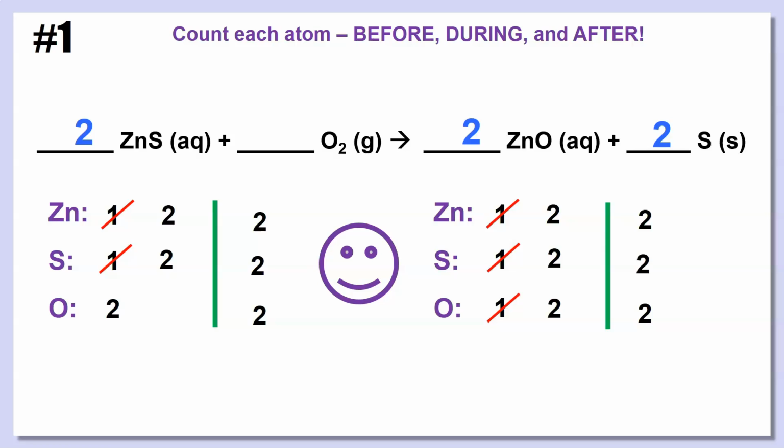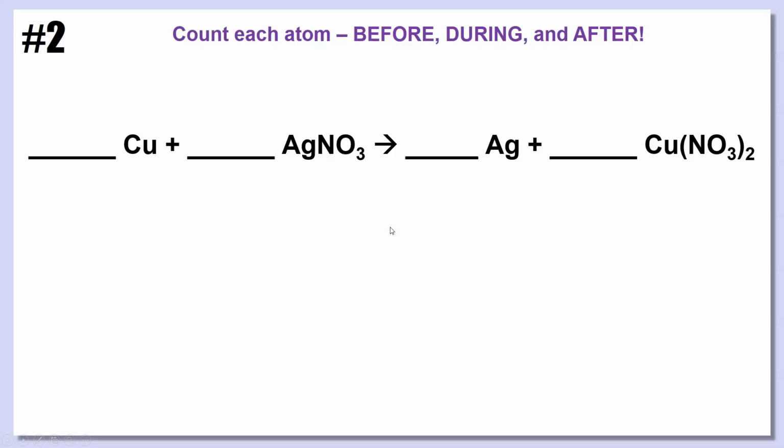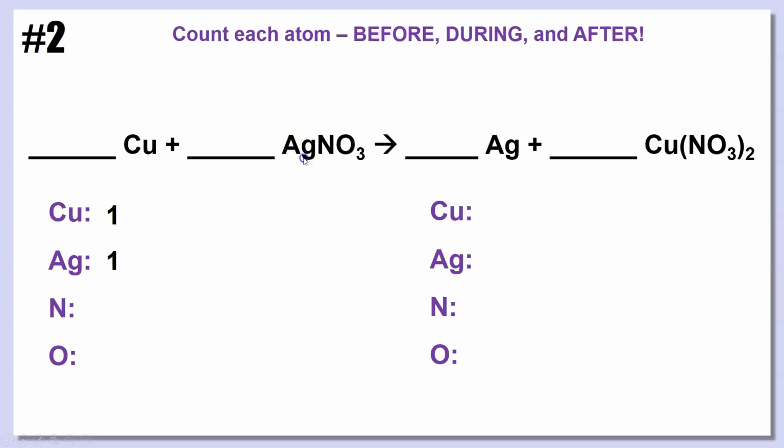Let's do another one. The first thing we're going to do is make our list of our elements. We have copper, silver, nitrogen, and oxygen. I'm going to drop that list below on each side of the arrow. I have 1 copper, 1 silver, 1 nitrogen, and 3 oxygens.